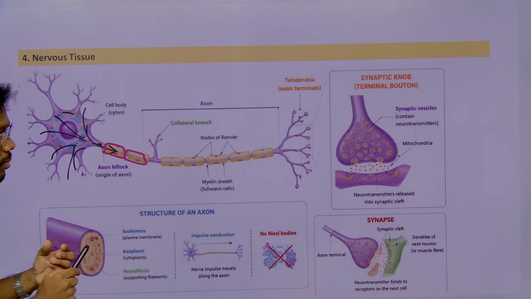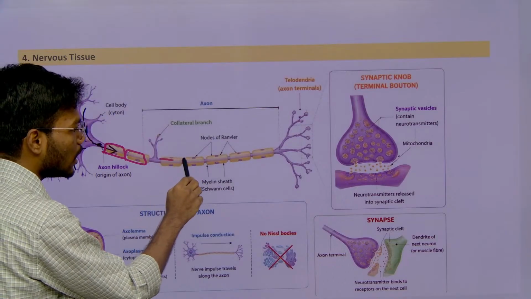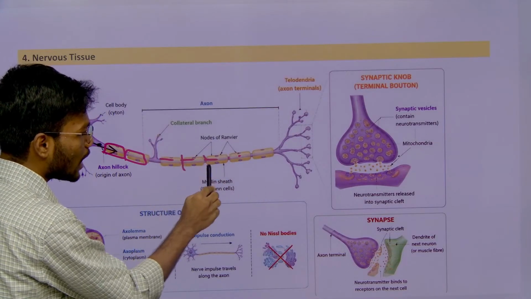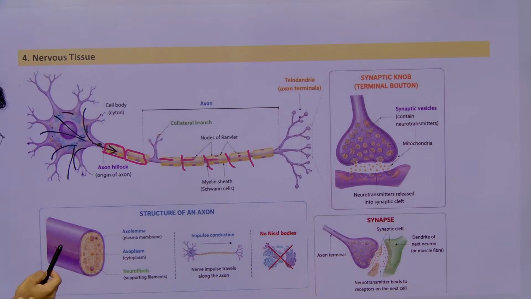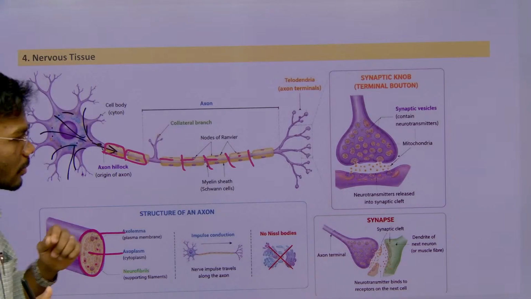These are responsible for the myelin sheath, and we know these gaps are called nodes of Ranvier, right? See, the layer of the axon is called the axolemma, and the cytoplasm is called the axoplasm. So that was the thing.